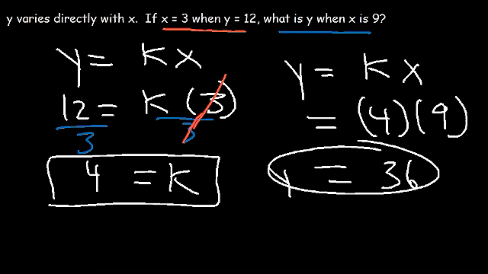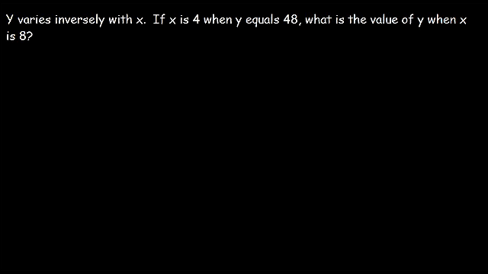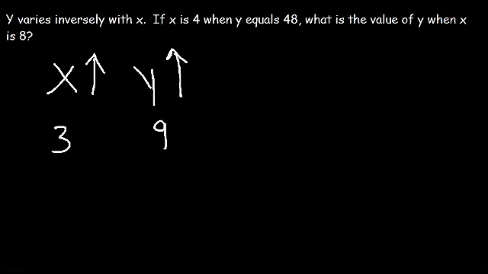Since we have a directly proportional situation, if we multiply x by 3, 3 times 3 is 9. Therefore, we should multiply y by 3. 12 times 3 is 36. This works if y varies directly with x. In the last problem, since y varied directly with x, what that meant was that as x goes up, y goes up. So in the last problem, when x was 3, y was 12. So if we triple the value of x to 9, y increased.